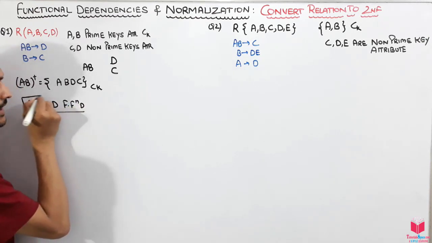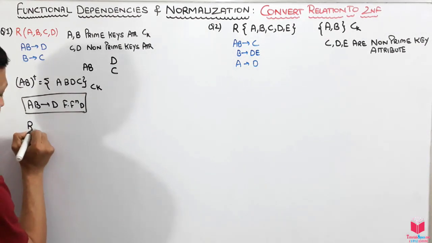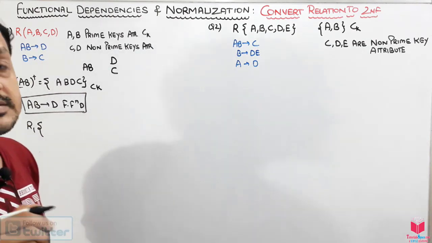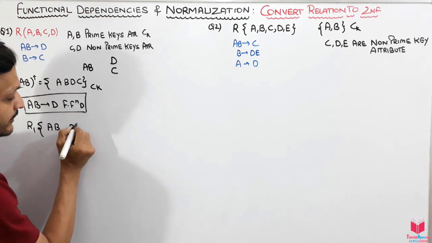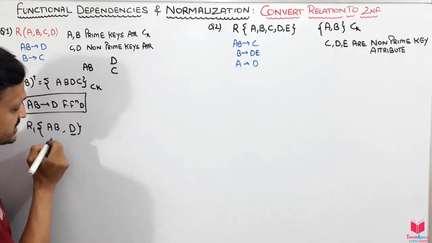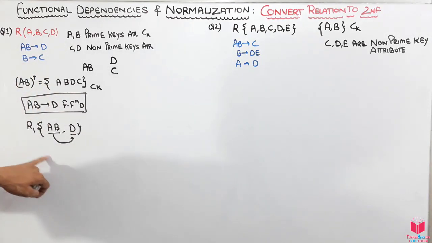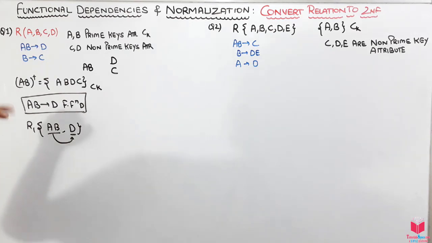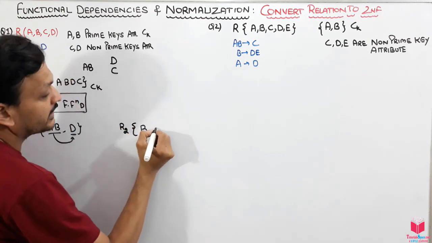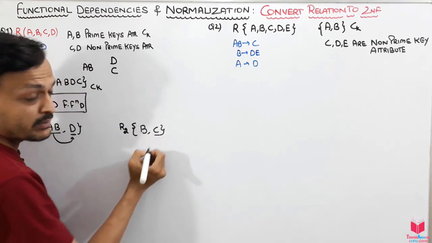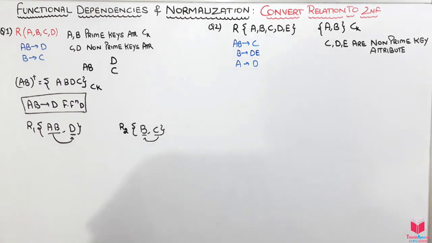Okay guys, so we can use this concept by decomposing this table. We will create relations which satisfy the definition of second NF form. That means we will take a relation with AB and D, where the non-prime key attribute is fully functionally dependent upon the prime key attribute. Then we will create another relation that will include B and C, in which C is a non-prime key attribute, B is a prime key attribute, and C is fully functionally dependent upon the prime key attribute.